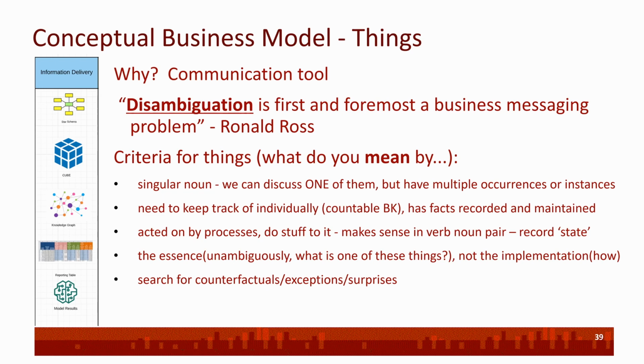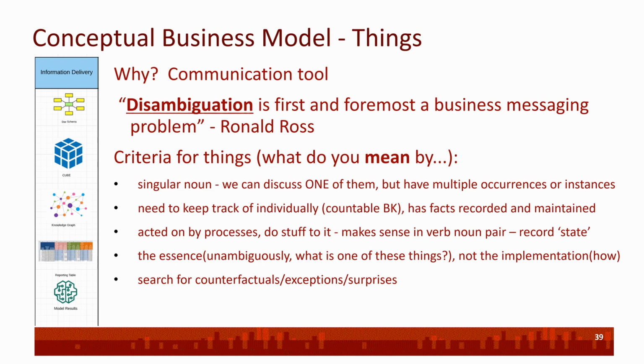There aren't that many of these in your business. They're acted on by processes. We do stuff to them. So it makes sense in a verb-noun pair. And oftentimes what we're recording as attributes is the state of these things. So what we try to do is define what these things are, and then spend a little bit of time.